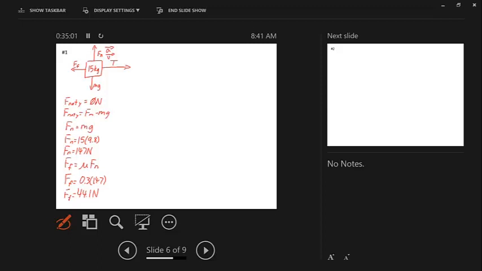We are solving for tension and acceleration. We're not done, nowhere near.